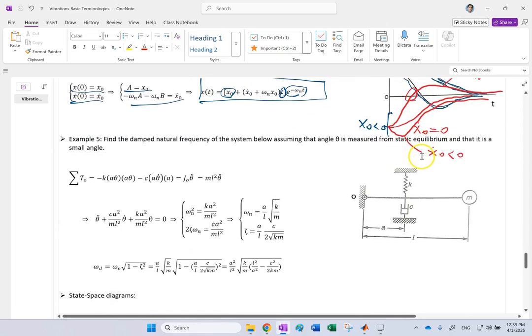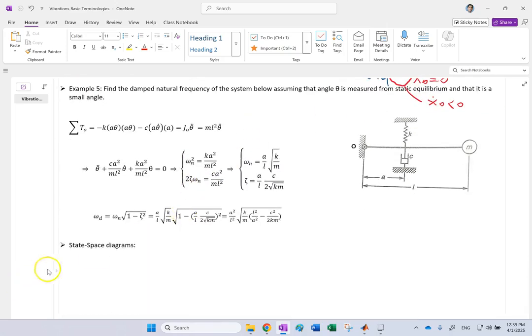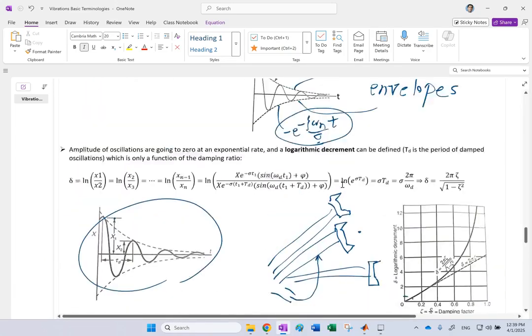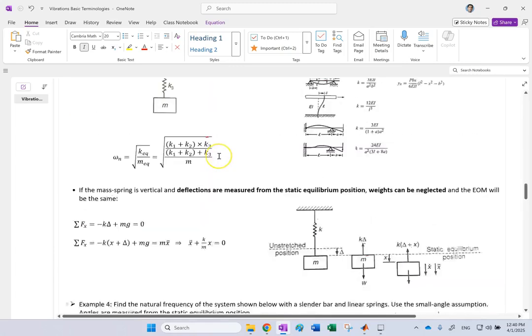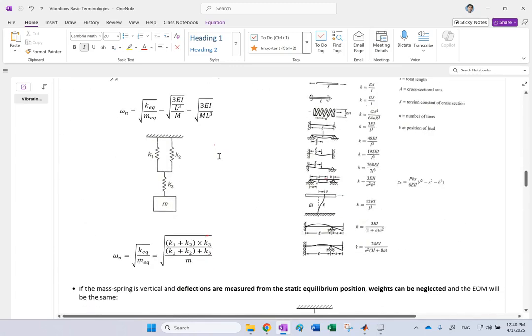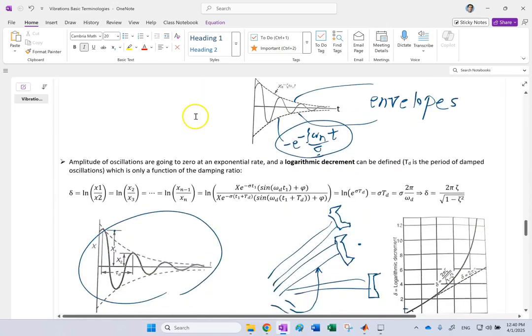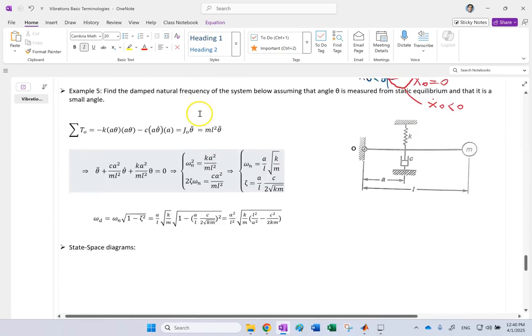Now let's look at one example, and then I want to talk about state space diagrams for both this system and the previous video where I talked about the ones without damping. We're going to see the difference between their state space plots. But let's first look at one example together.